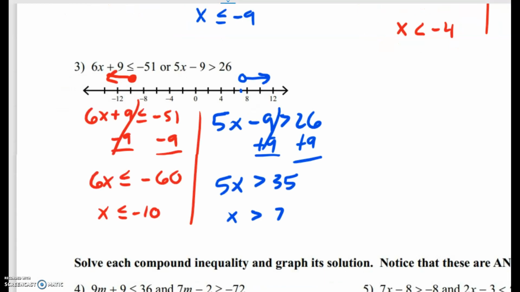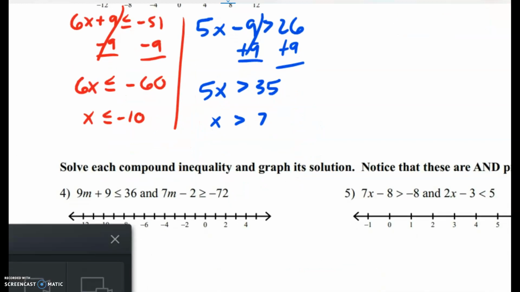Alright, when I solved it, I got x is less than or equal to negative 10 for the first inequality. And then for the second inequality, I got x is greater than 7. And then I made those graphs. Make sure that you have a closed circle on the less than or equal to negative 10 and an open circle for 7. Let's move down to the next type.